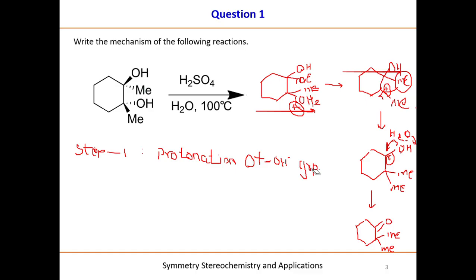So here again we have discussed all four steps. What is the first step? Protonation of the hydroxy group. The second step is loss of an H2O molecule. Correct? The third step is the methyl migration or alkyl group migration, and the fourth step is the deprotonation step.